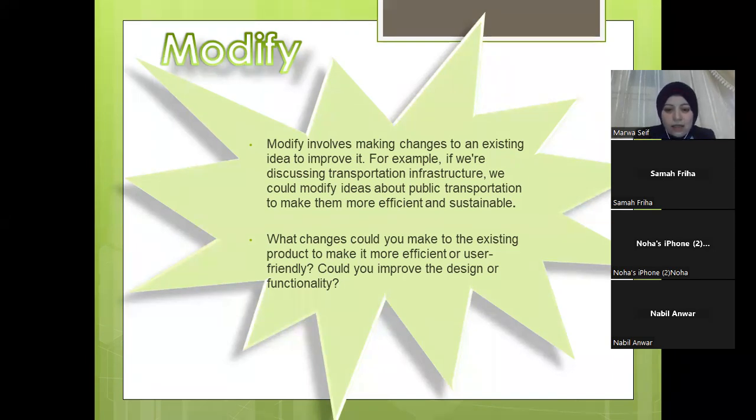Okay, so in our context in CLIL, I'll give you an example. If we are discussing transportation infrastructure, for example, we could modify ideas about public transportation to make them more efficient and sustainable. So the modify part of the SCAMPER technique means that we make changes to the existing idea to improve it, or to the existing process or product that we are working on.